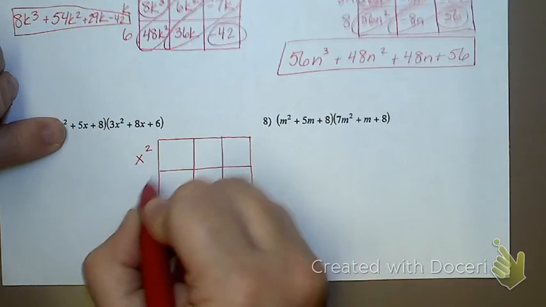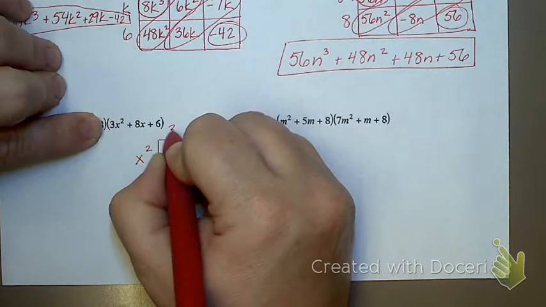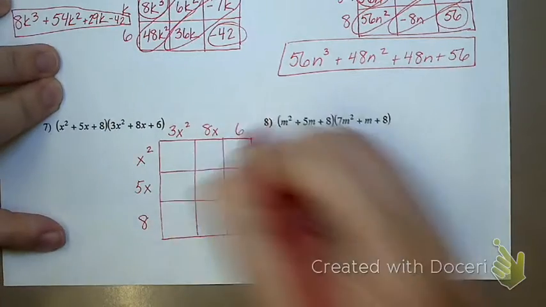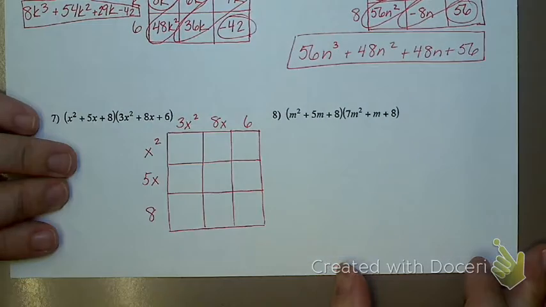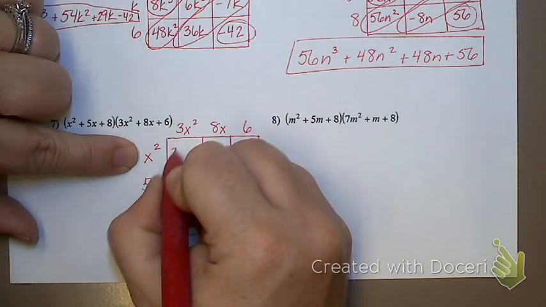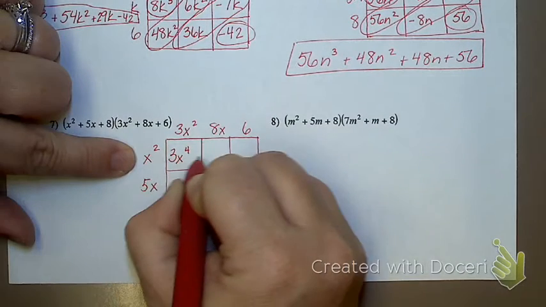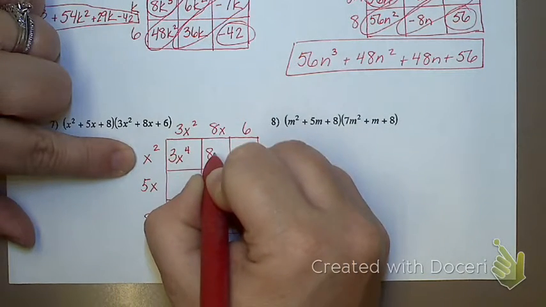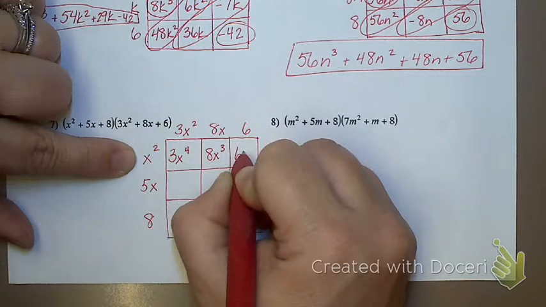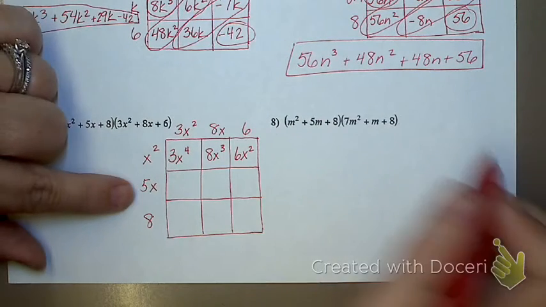I have x squared, 5x, 8, and I have 3x squared, 8x, and 6. Any difference in the way I multiply this out? Nope. X squared times 3x squared would be 3x to the 4th. X squared times 8x would be 8x cubed. And x squared times 6 would be 6x squared. Remember, we're just adding our exponents each time.